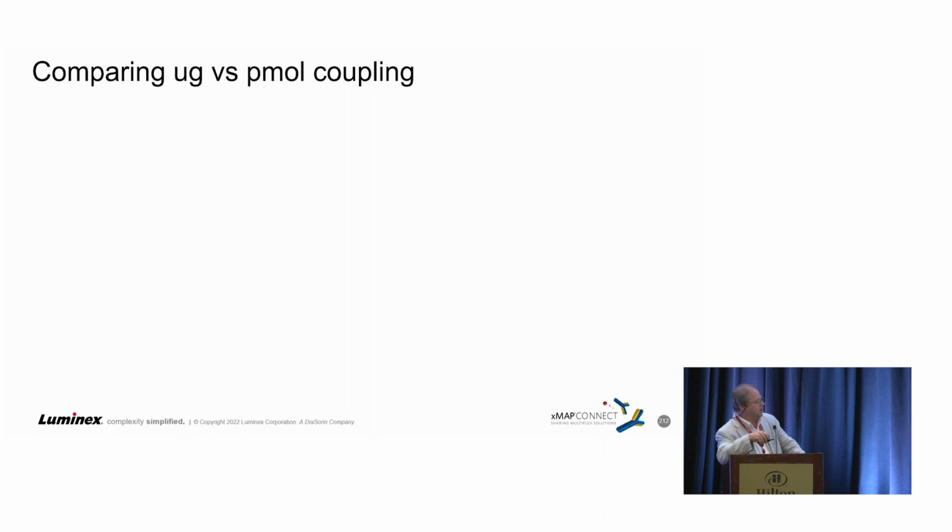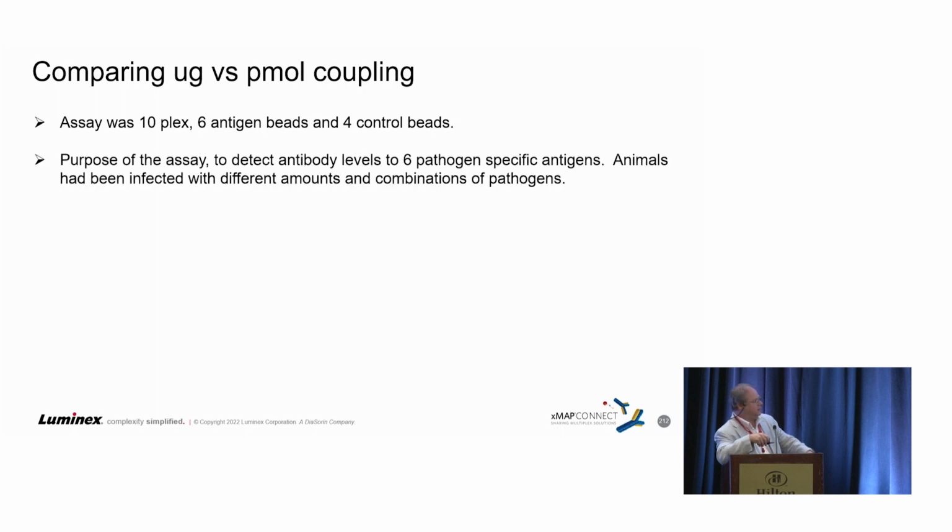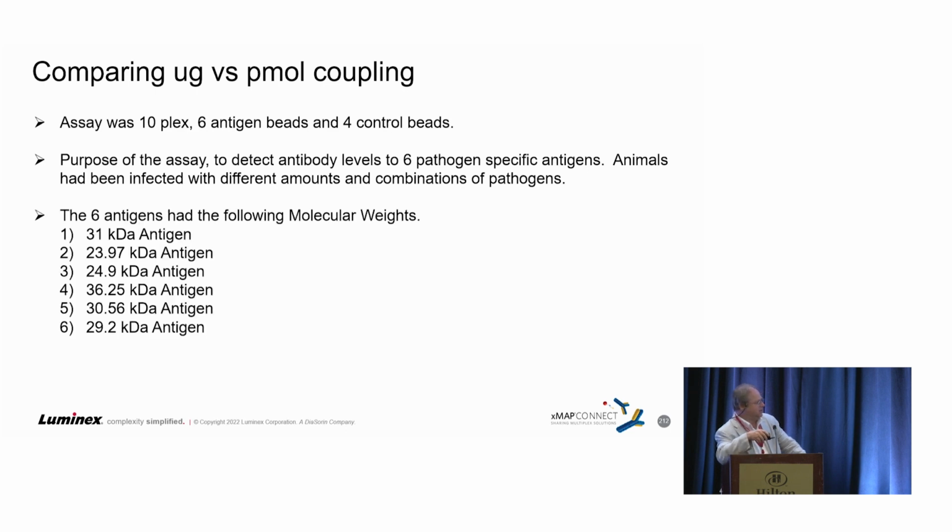I realized this a couple of years ago when I was working on a project that was a 10-plex assay where we had 6 antigen beads and 4 control beads. At the time, I was doing the standard microgram per million bead coupling. The purpose of the assay was to detect antibody levels to 6 different pathogen-specific antigens. And the sera we were using were from animals that were infected with different amounts or different combinations of these 6 different pathogens. So the 6 antigens had different molecular weights, as you see here.